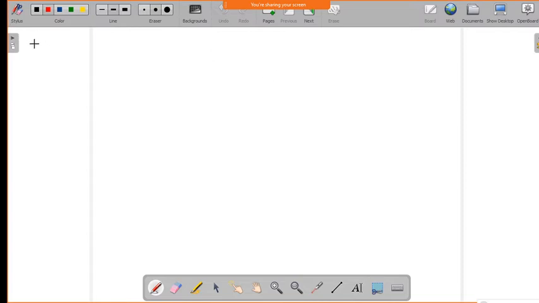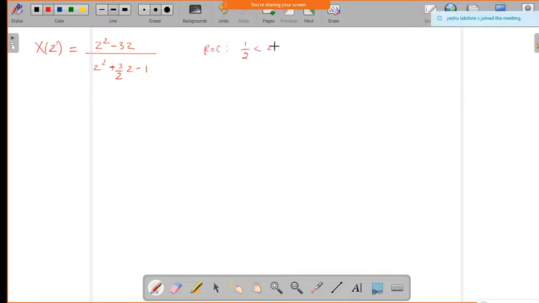X of z is given by z square minus 3z, divided by z square plus 3 by 2 z minus 1. The ROC is 1 by 2 less than |z| less than 2. This is the problem given: you have to find the inverse z transform, or the time domain signal x of n.